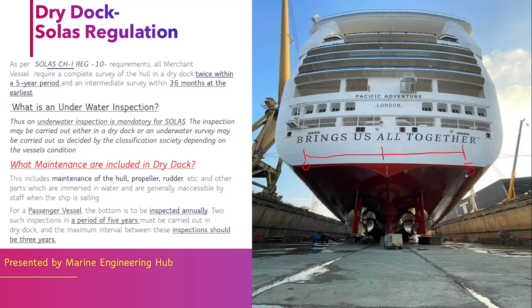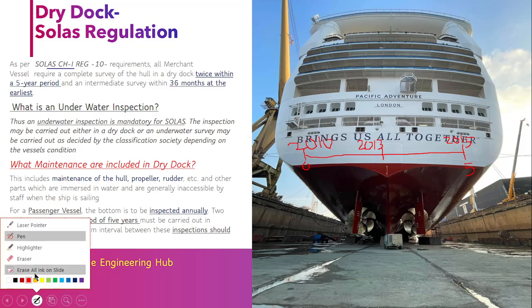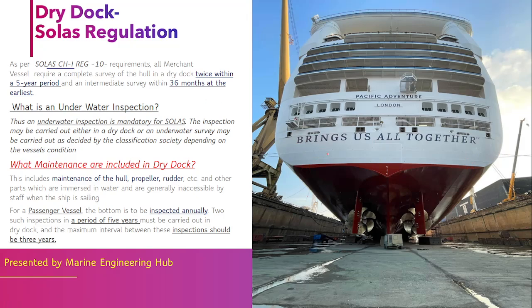So in a 5-year period you need to go to a dry dock. It means if it is 2010, then you must have one dry dock within 36 months, that is 2012 to 2013, and a second dry dock in 2015. So in a period of 5 years you should have at least 2 dry dock intervals, and between the 2 a maximum gap of 36 months, that is 3 years.